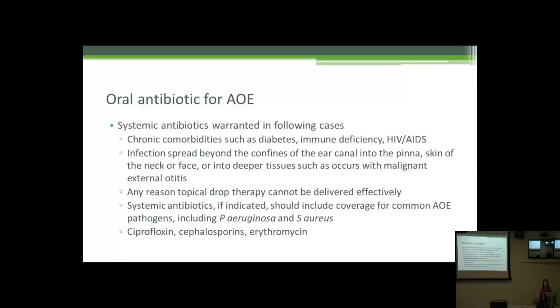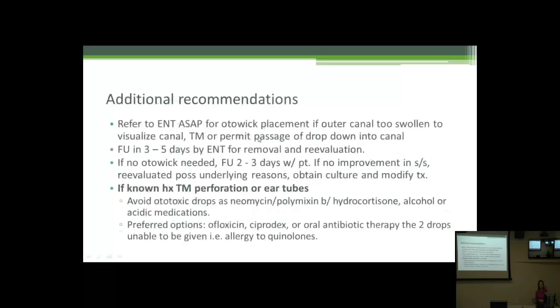Additional recommendations before I move on to the next subject. An ENT referral urgently for wick placement is important if the patient has signs and symptoms of spread of disease, if the patient is not improving and they're persistently having problems despite different options that you've been trying in the patient. And also, if they have a history of a perforation, you need help with managing the patient better, please feel free to refer them to an ENT.